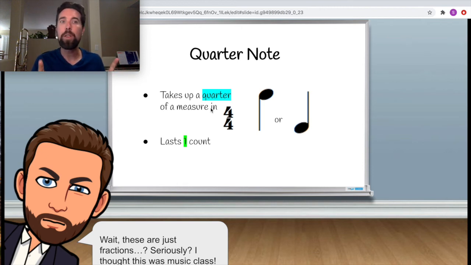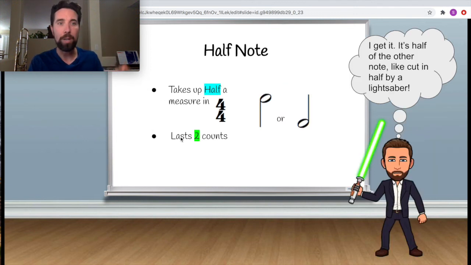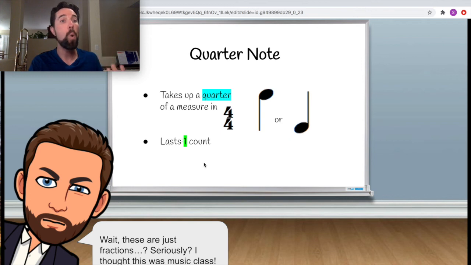So let's review our 3 notes again. We have our whole note spelled with a W. It's just a regular oval, and it lasts for 4 counts. We have our half note, our oval with a stem going down or a stem going up, and it lasts for 2 counts. And then we have our quarter note, our colored in oval with a stem going down or a stem going up, and that only gets 1 count.